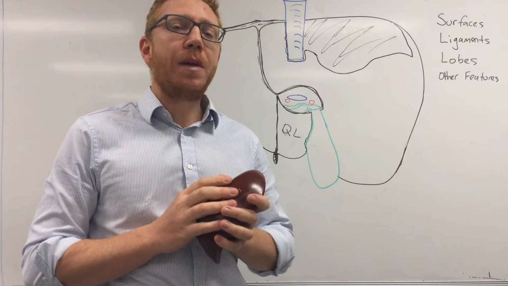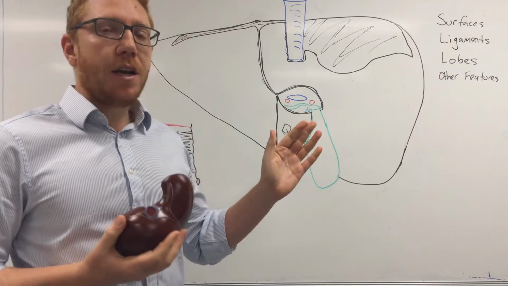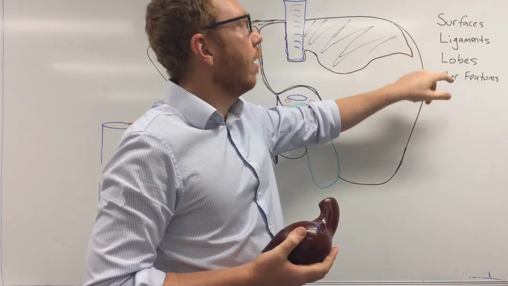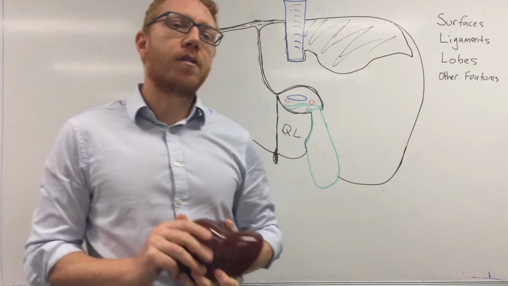Welcome to this short mini lecture on the gross anatomy of the liver. This particular lecture will cover the surfaces of the liver, the ligaments of the liver, the lobes of the liver, and finally any other features of importance.